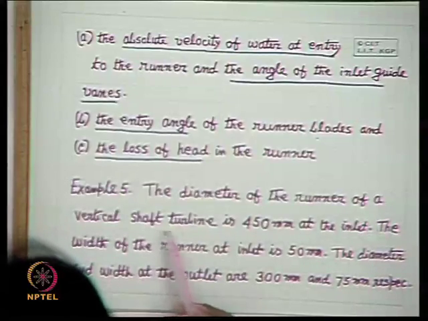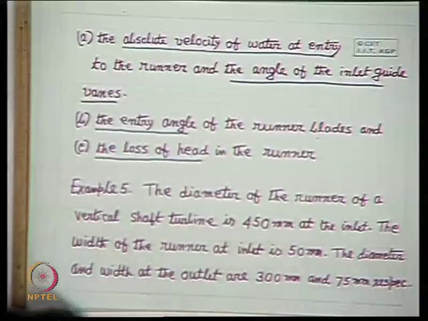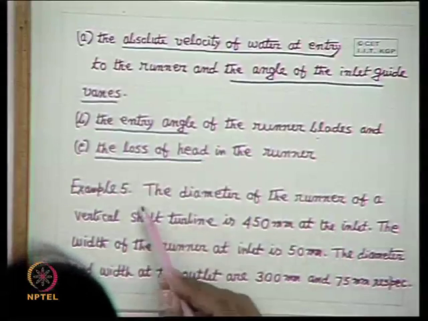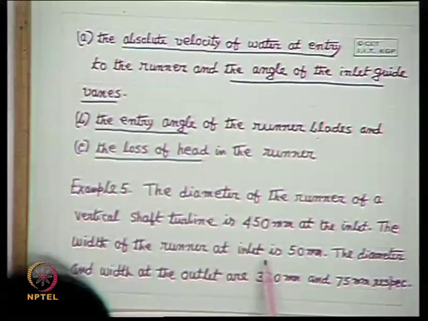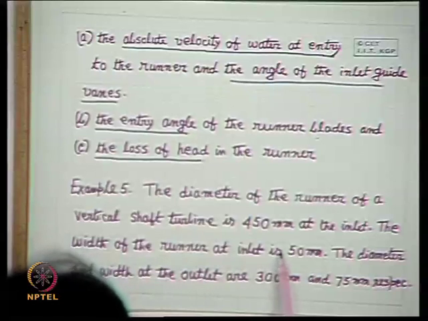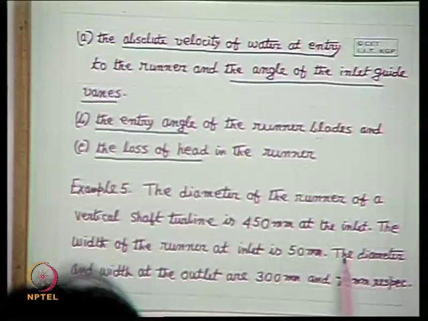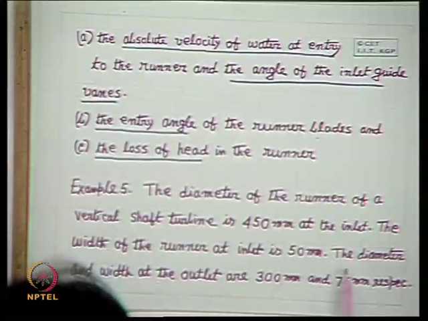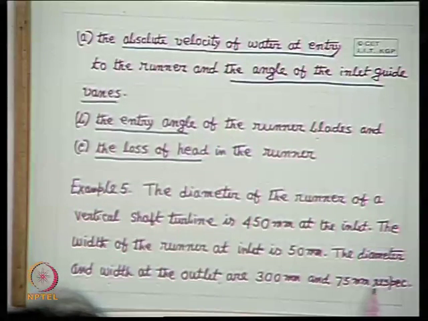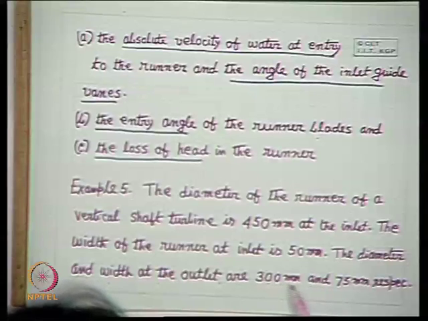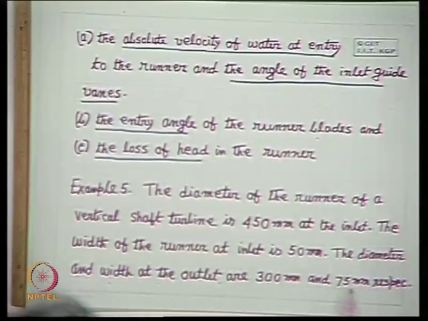The diameter of the runner of a vertical shaft turbine is 450 millimeter at the inlet. The width of the runner at inlet is 50 millimeter. The diameter and width at the outlet are 300 millimeter and 75 millimeter respectively. This is the diameter, this is the width.